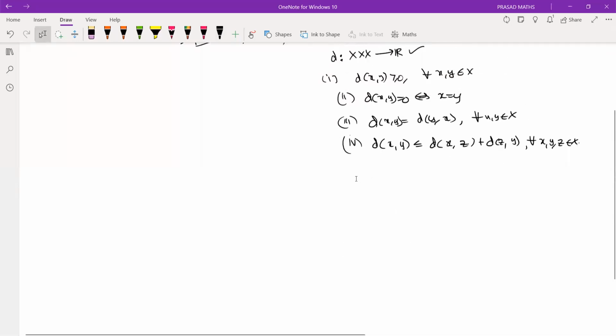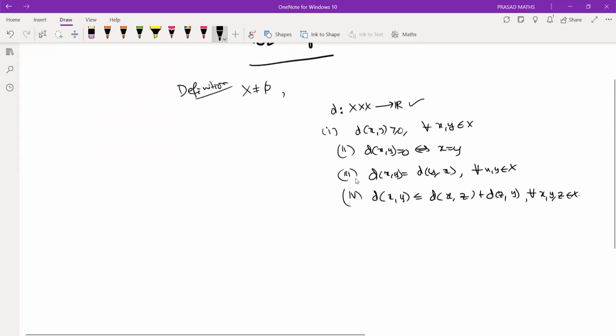Any function from X cross X to R. That means you take any ordered pair (x, y) in X cross X, and d of x, y is nothing but a real number. You know that function. What do you mean by function? Any element of X cross X has a unique image in R. You know that from basic real analysis. So any function from X cross X to R which satisfies these properties is a metric.